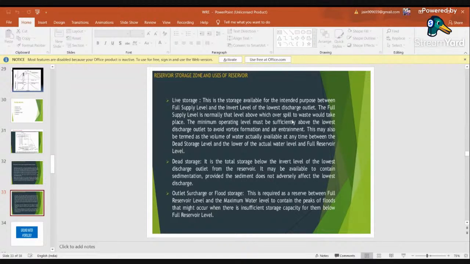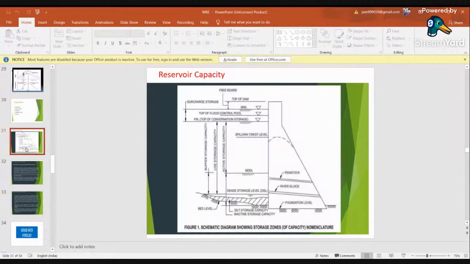Then there is dead storage. It is the total storage below the invert level of the lowest discharge outlet. Surcharge or flood storage is the storage reserve between full reservoir level and the maximum water level. So these are all definitions related with the reservoir capacity.